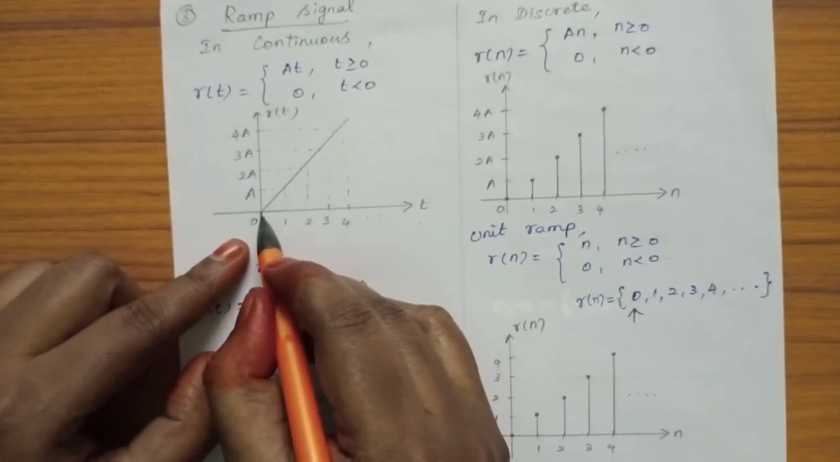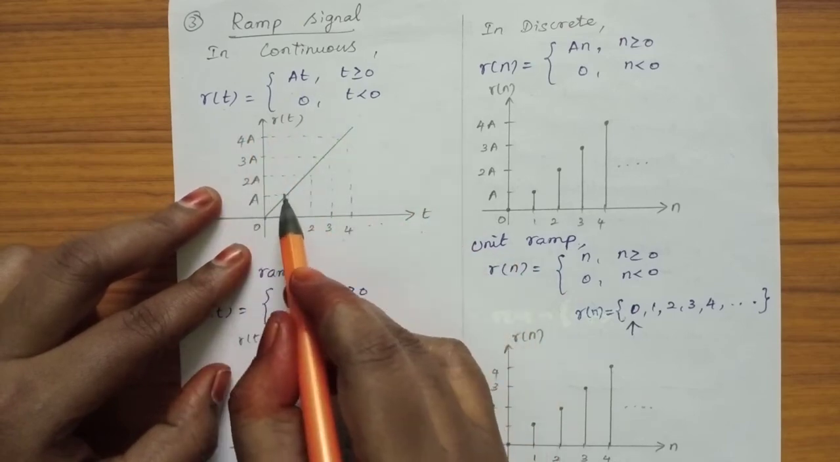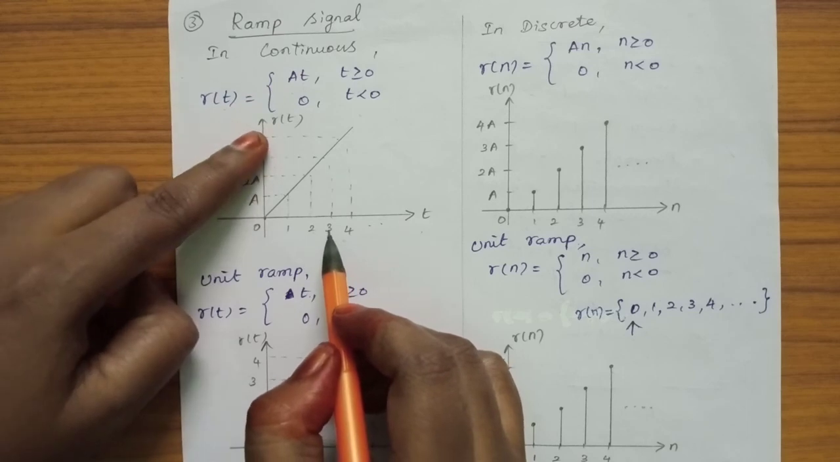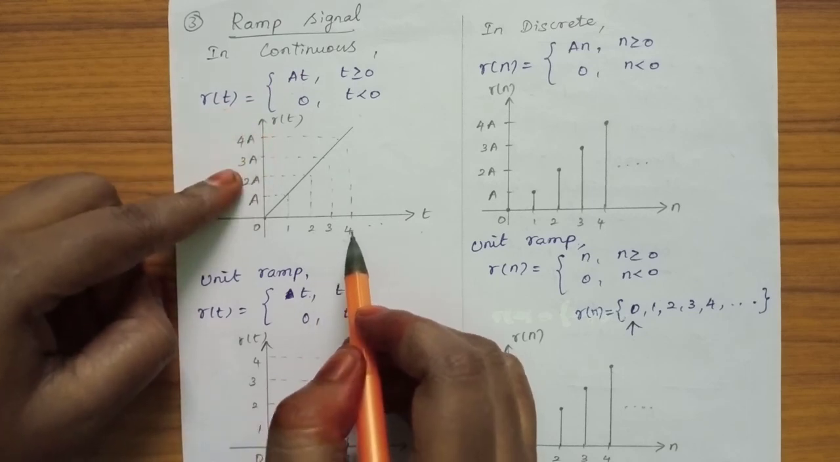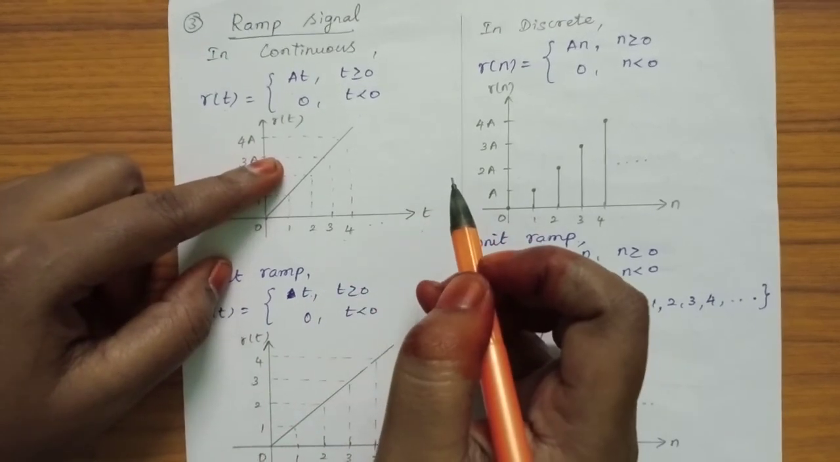Okay, so if you substitute t values here, when t equal to 0, r of t equal to 0. So first value, and t equal to 1, r of t equal to a. T equal to 2, r of t equal to 2a. T equal to 3, r of t equal to 3a. And t equal to 4, r of t equal to 4a. It goes on like this.